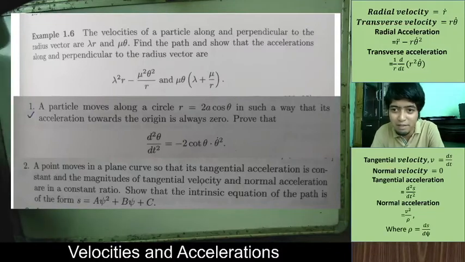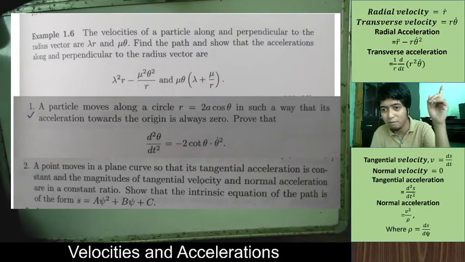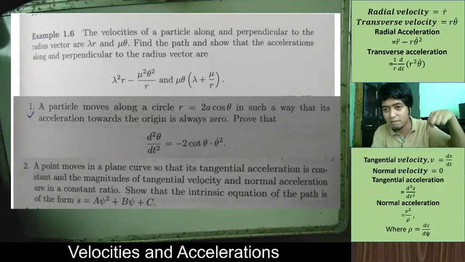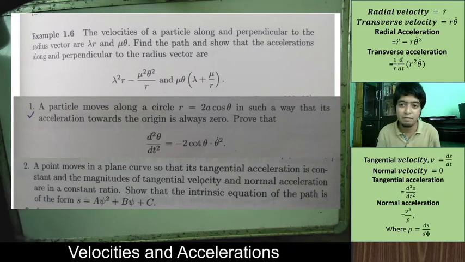Hello, so today we will still be doing exercises about velocities and accelerations. If you remember, we had discussed something about radial and transverse directions, tangential and normal directions. According to the formula above and according to the formula below, we will have to use. Always remember that radial and transverse directions will only be used for polar coordinates, whereas over here it will be used for intrinsic coordinates. Okay, so let's see.